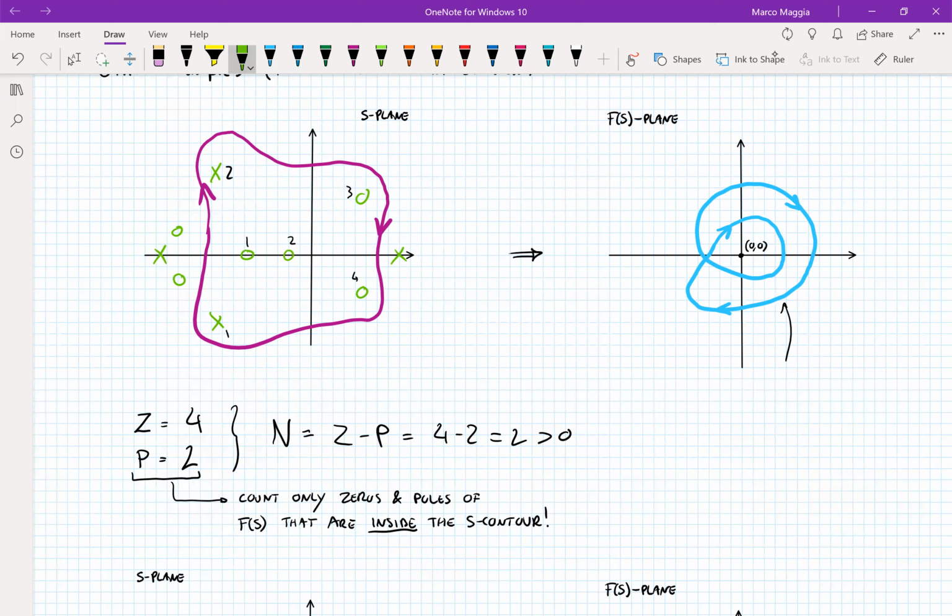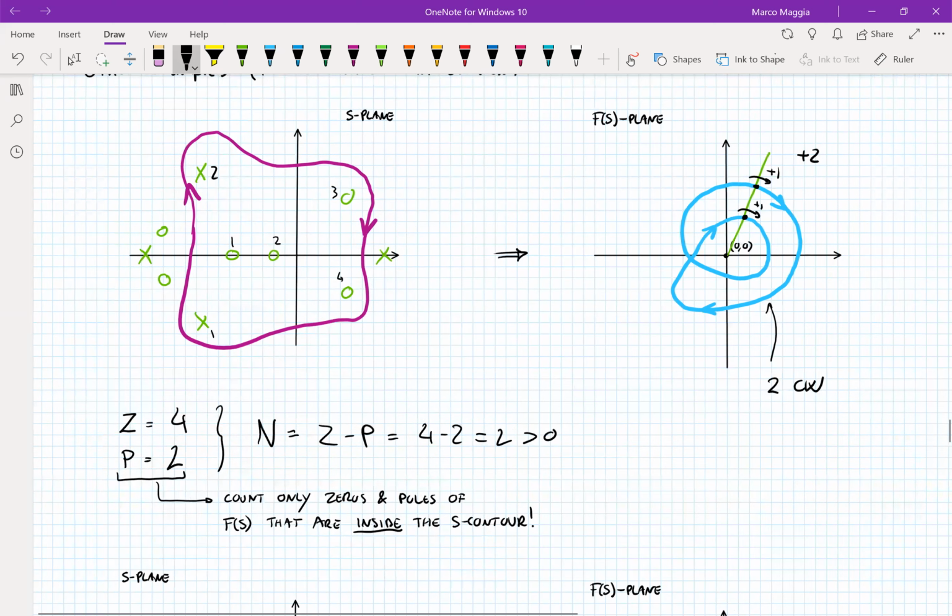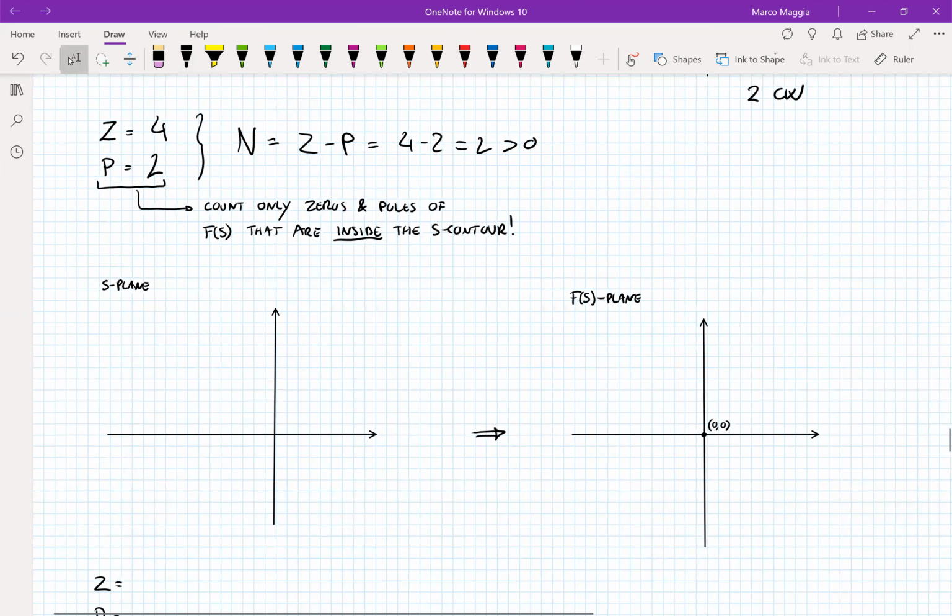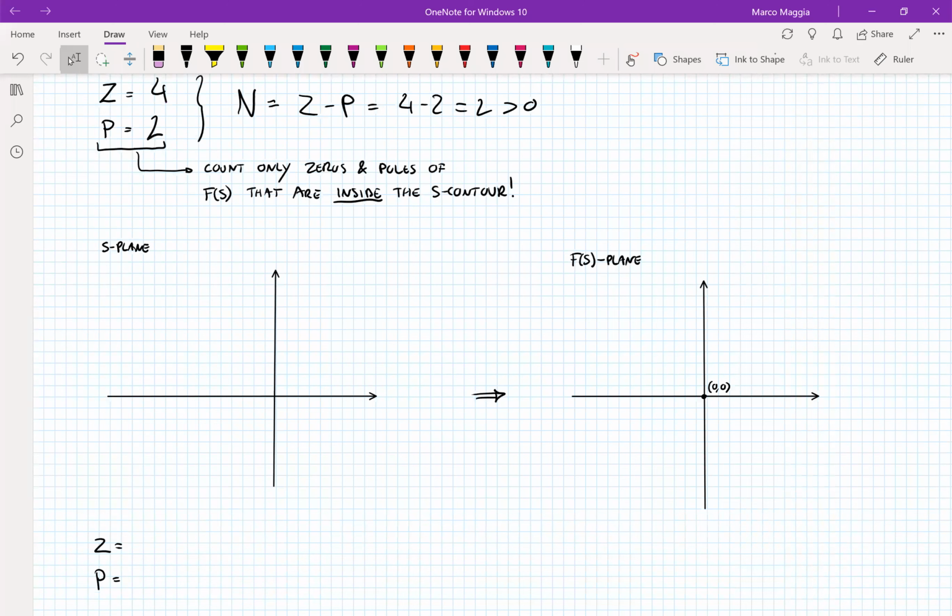How is it twice? Again, let's draw a line. Intersection 1, we have from left to right, so it's a +1. The other intersection is still from left to right, another +1. So we have +2. 2 counterclockwise encirclements of the origin. We'll get to the stability. It just takes a little bit of time, and I prefer to break down things into easy steps.